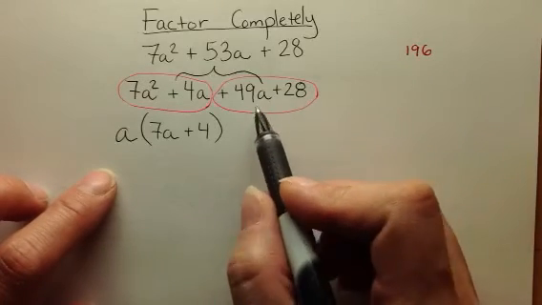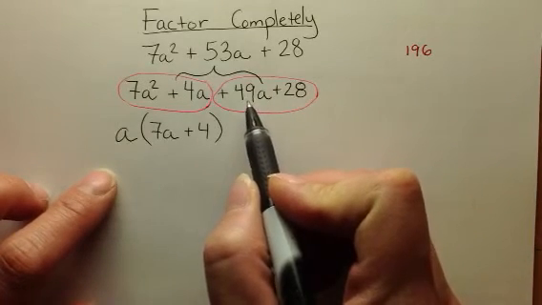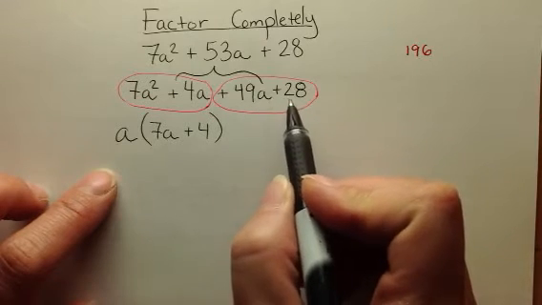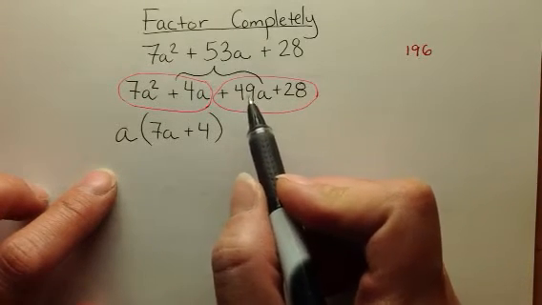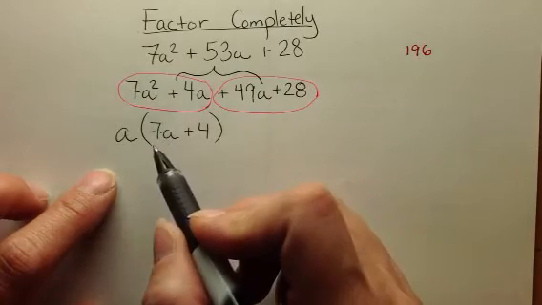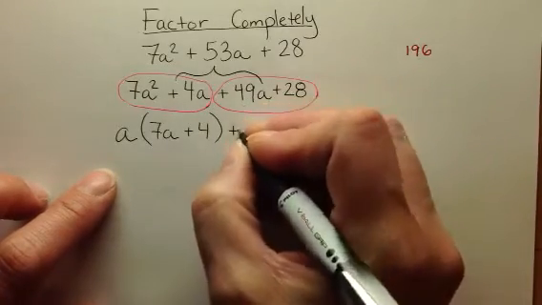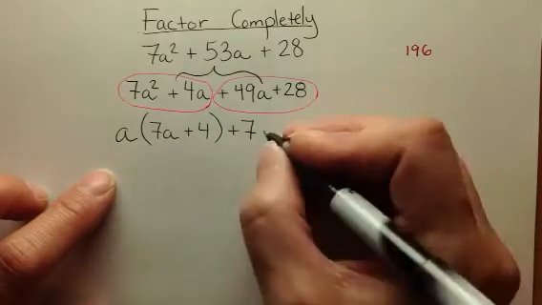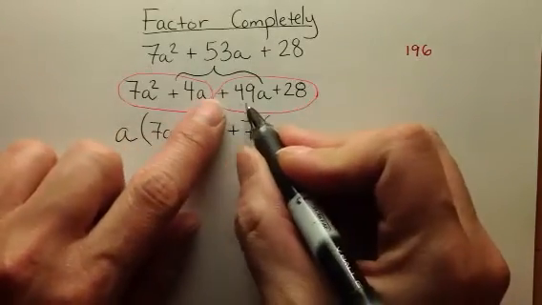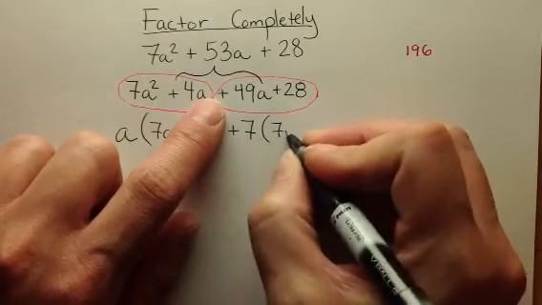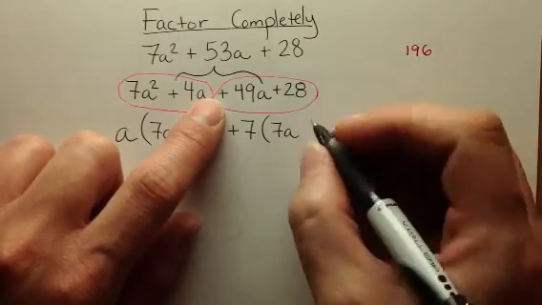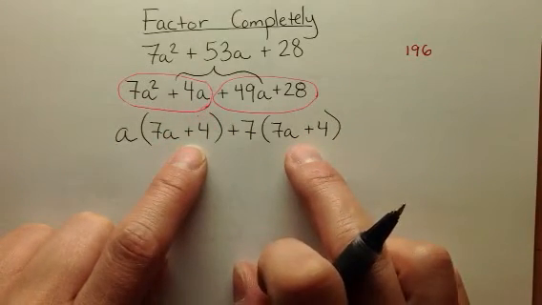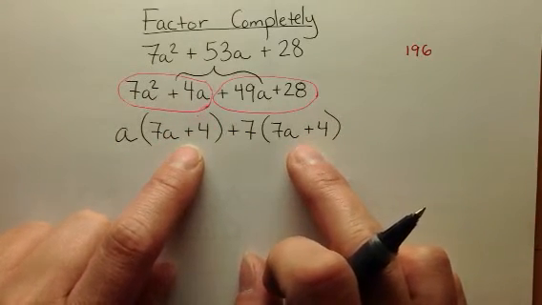Okay, now I look at my last two terms. 7, 7, 7, 7. Yep, 7 comes out of both of them. If I take out a positive 7, it will leave me with a positive 7. That's what I want. So let's take out a positive 7. I cannot take out a variable. There is none here. Okay, so 49a divided by 7 is 7a. 28 divided by 7 is 4. And I'm really excited because I got the same binomial here.